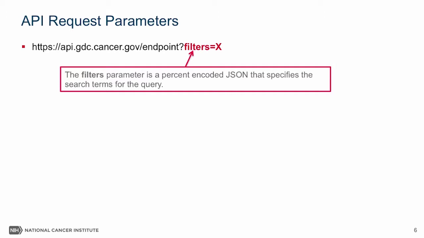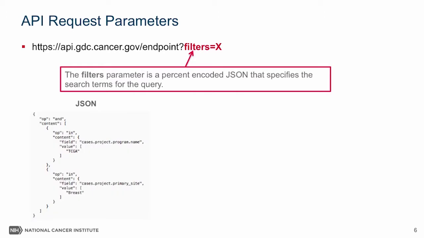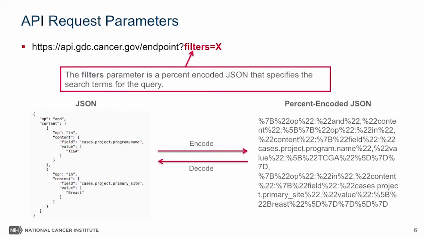For example, the filters parameter is a %encoded JSON that specifies the search terms of the query. If you wanted to only get cases that correspond to breast cancer, you supply a JSON like the following. This essentially says to return only cases or files associated with the TCGA program with the primary site of breast. The JSON can be %encoded to what is seen on the right using a number of conversion tools online.